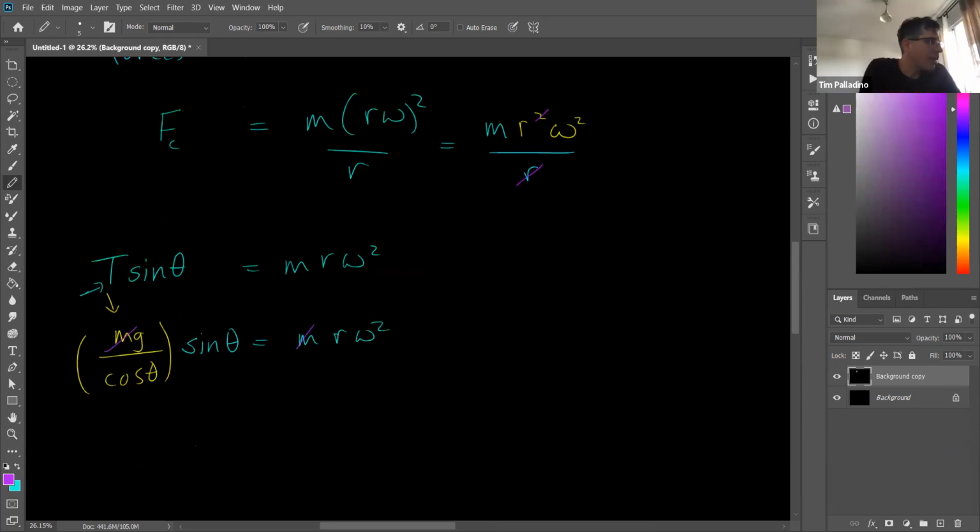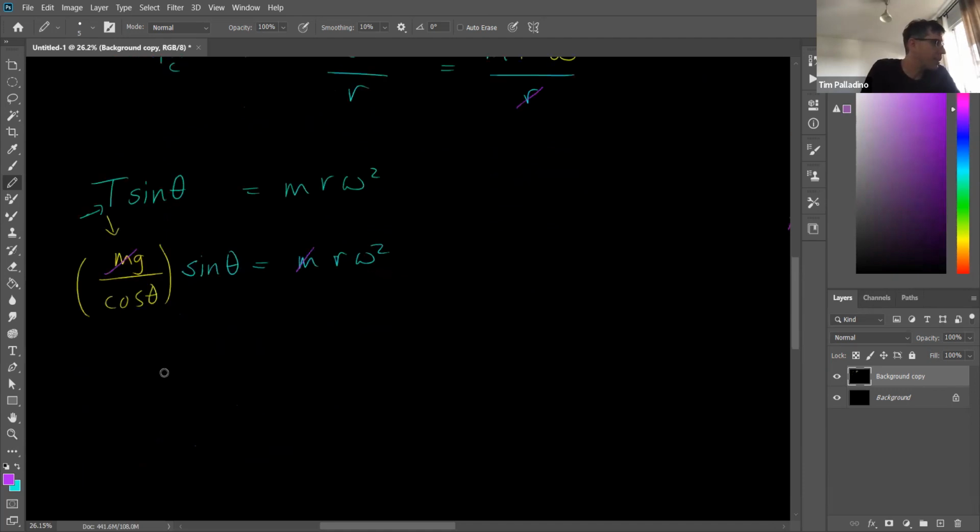And then what I'm going to do is just rearrange this slightly. So this is going to be g times sine theta divided by cosine of theta. All I did is change the form of this just a little, I'm just multiplying that. And this equals r omega squared.